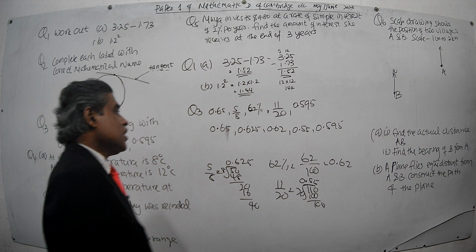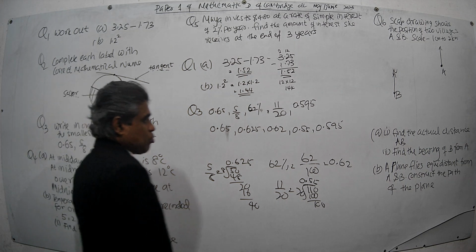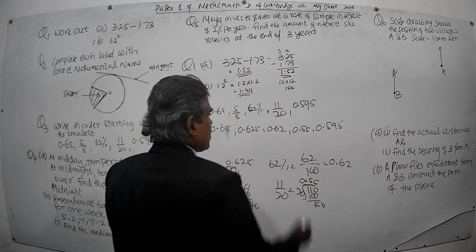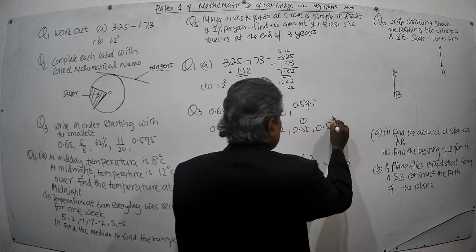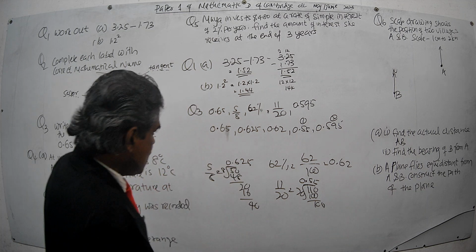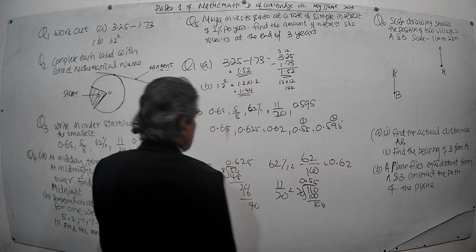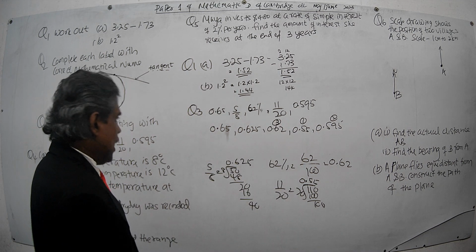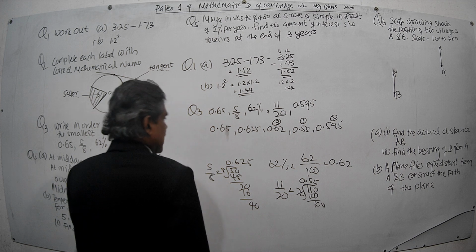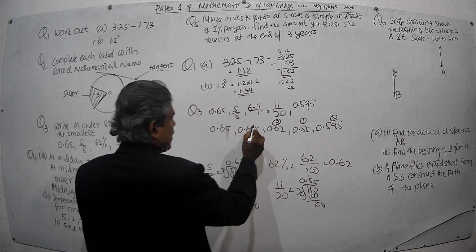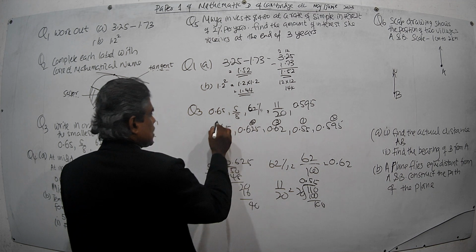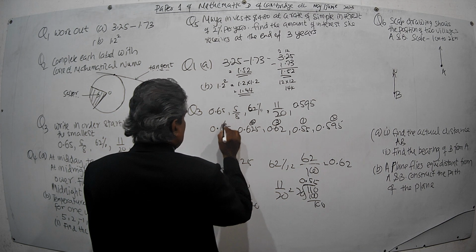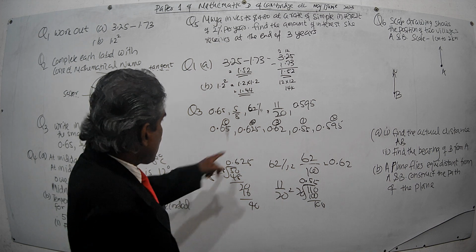Okay. Now we compare. You write in order from the smallest to the largest. What is the smallest from this one? This one. This is the smallest. Then next largest is how much? 0.62. This one. Here, third one. Then next largest is this 0.625. The next largest is this one. Largest one is this 0.65. That is the fifth one.